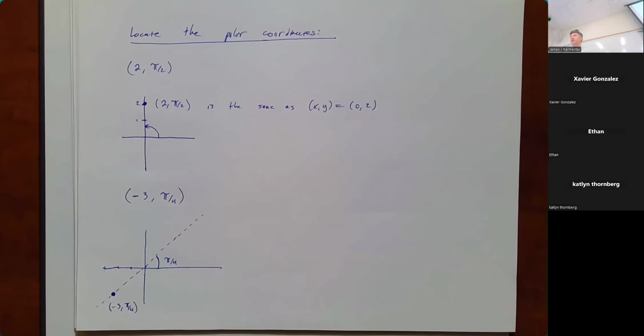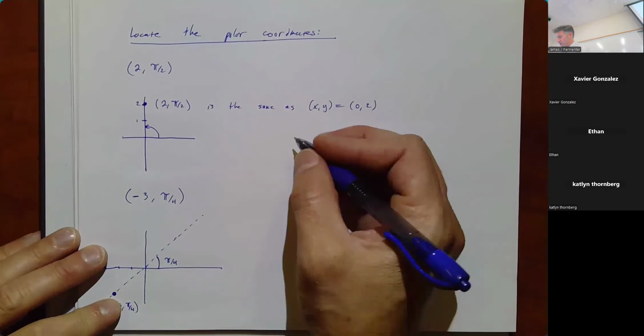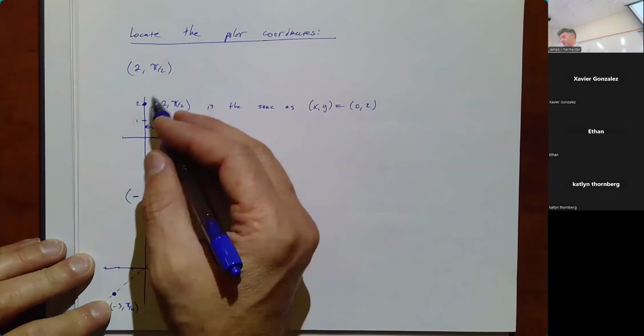Another interesting facet of polar coordinates is that they're not unique. If I was describing a point in two dimensions with an xy coordinate, each distinct pair of xy coordinates would give you a distinct point. But you can use different polar coordinates to describe the same point. Here's what I mean. I could pick another way of describing this point here.